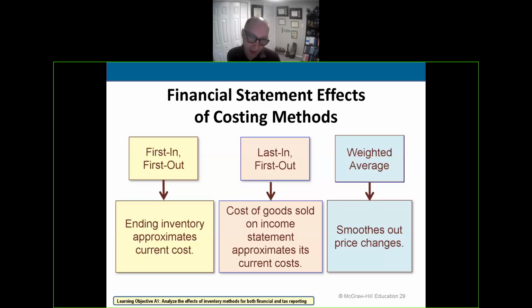Last in, first out, the effect of using that is that the cost of goods sold on the income statement approximates its current cost. Absolutely. I will also say that it's probably, in my opinion, the most accurate one to use. It's just my opinion. Then the weighted average smooths out price changes. That's the effect. It does, but it's not always the most accurate.